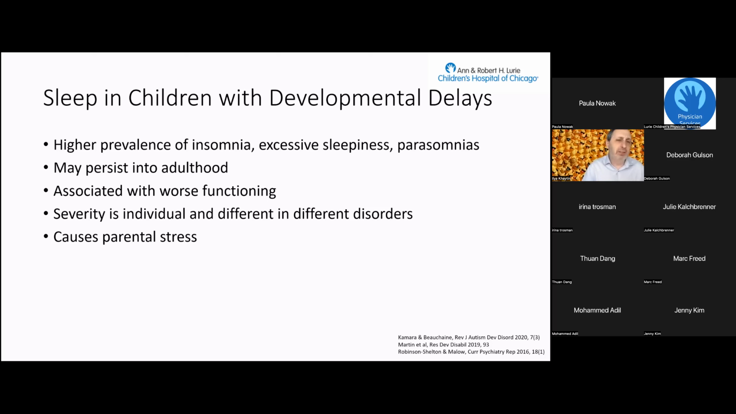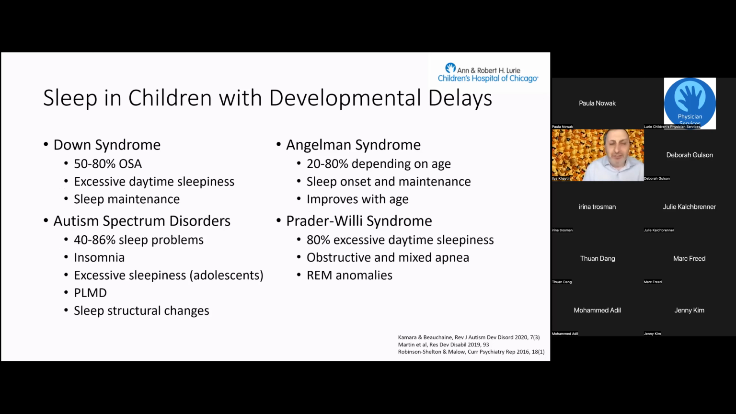Children with developmental delay have more parasomnias, which are sleepwalking, sleep talking, bedwetting, etc. Those problems can persist into adulthood, result in worse functioning, and of course can cause parental stress and family stress. Different disorders have different problems.